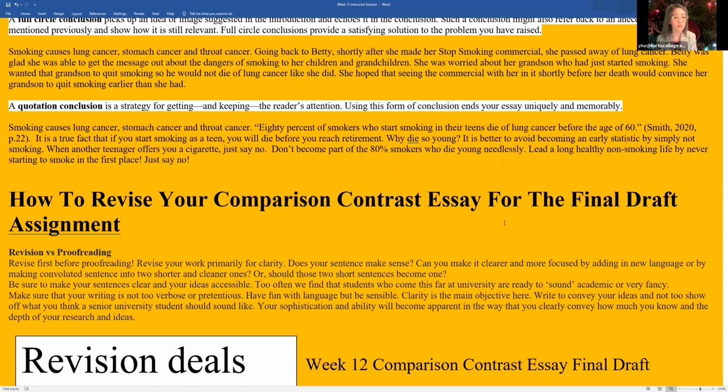It is true that if you start smoking as a teen, you will die before you reach retirement. Why die so young? It is better to avoid becoming an early statistic by quitting smoking early. When another teenager offers you a cigarette, just say no. Don't become part of the 80% smokers who die young needlessly. Lead a healthy, non-smoking life by never starting to smoke in the first place. Just say no, or whatever.